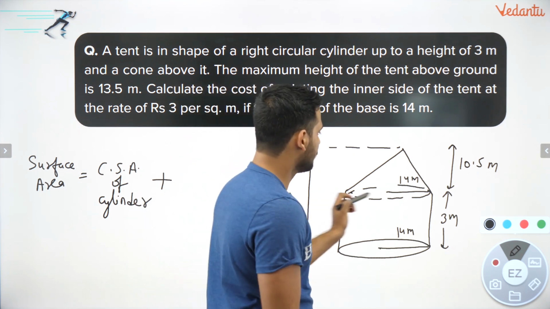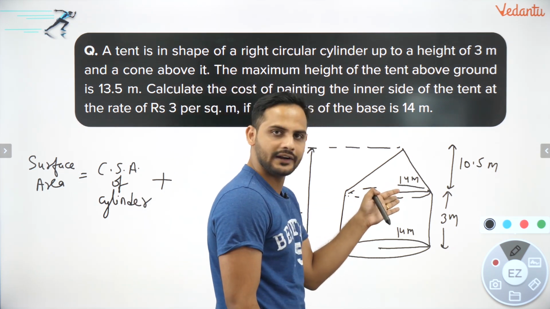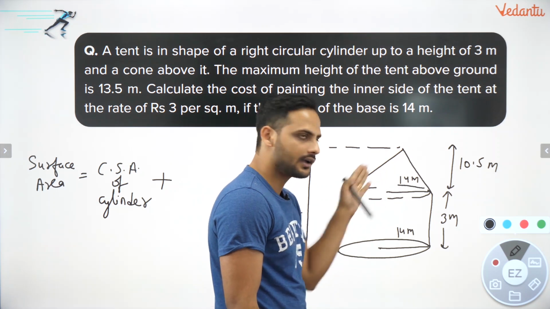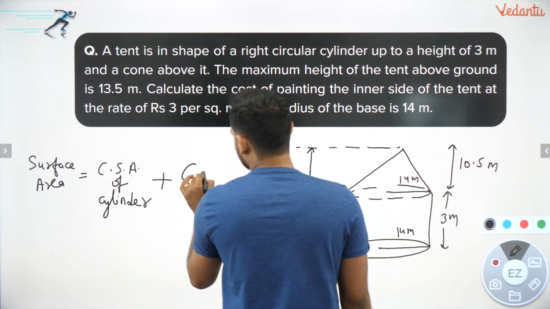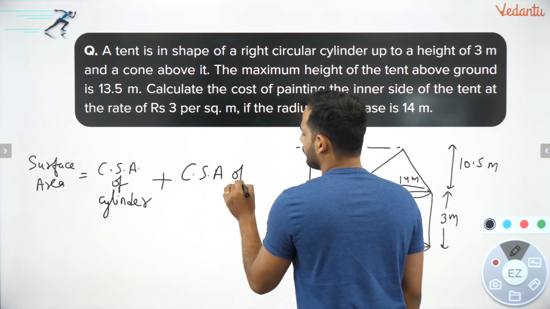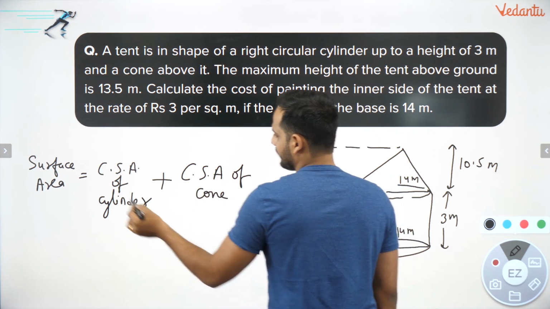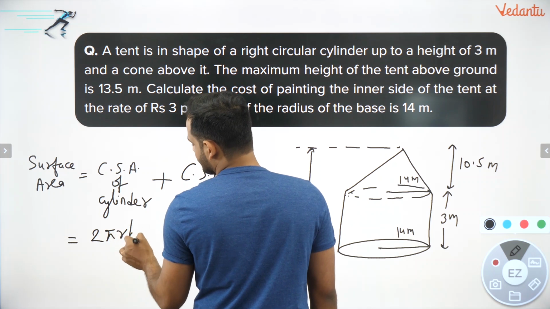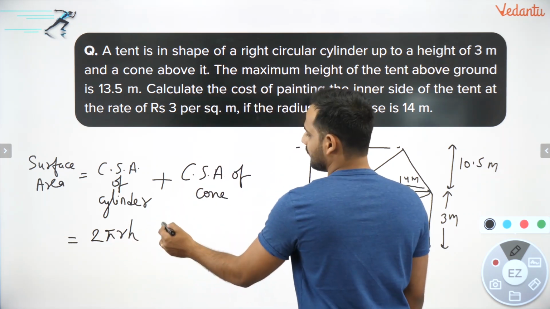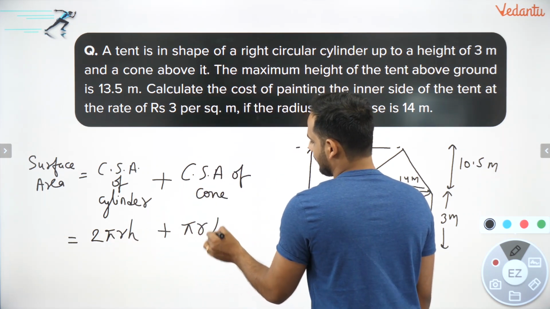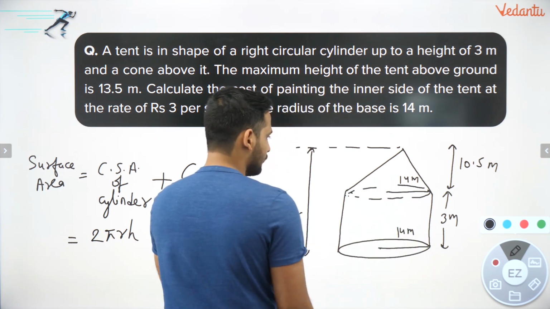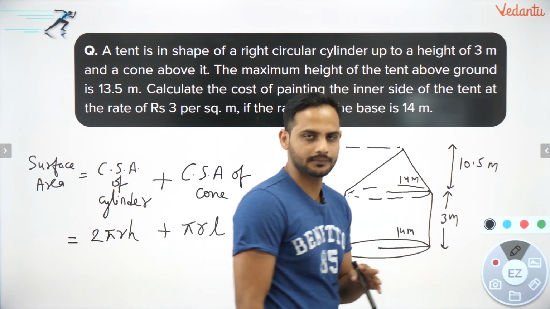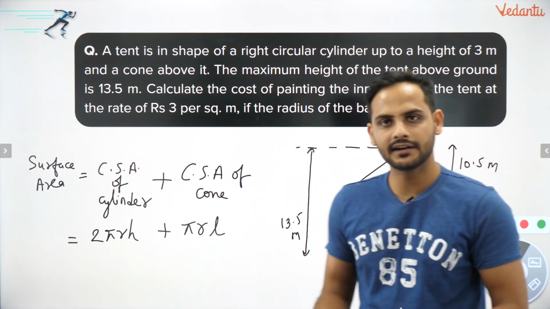plus, here in this part there is nothing at the base. Base will not be painted, only the curved part. So plus CSA of cone. CSA of cylinder is what? We know 2 pi r h. R is given 14, h is given 3, plus pi r l. Pi we know, r we know is 14, but l we don't know. We can easily get it out.